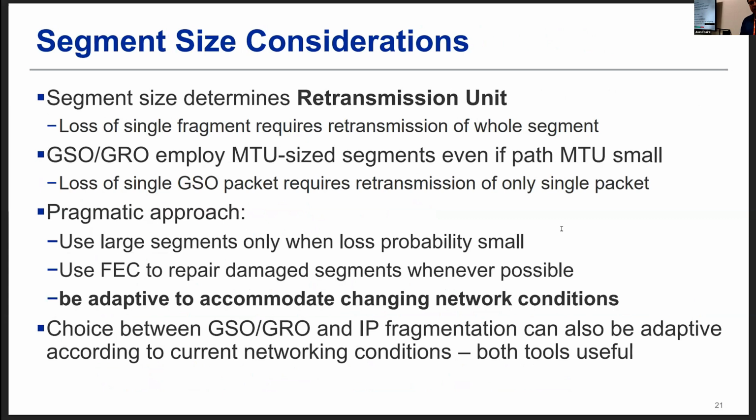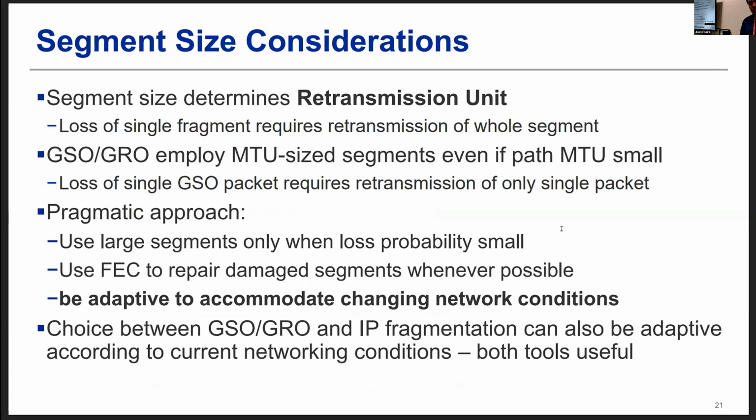So, segment size considerations. The segment size determines the retransmission unit. Loss of a single fragment requires retransmission of the whole segment. GSO and GRO employ MTU-sized segments even if the path MTU is small, so that loss of a single GSO packet requires retransmission of only the single packet. So that means the lost unit is small and the retransmission unit is small.